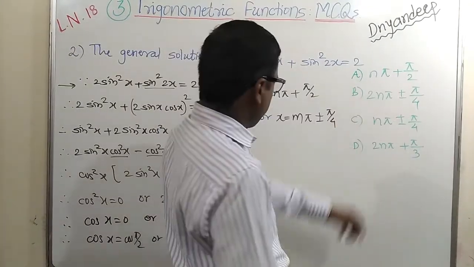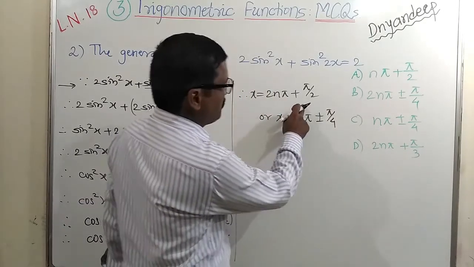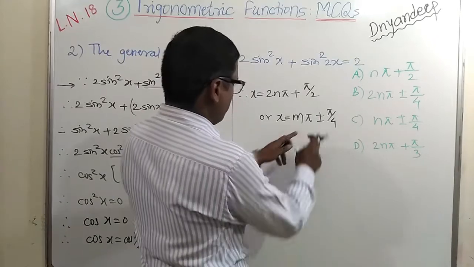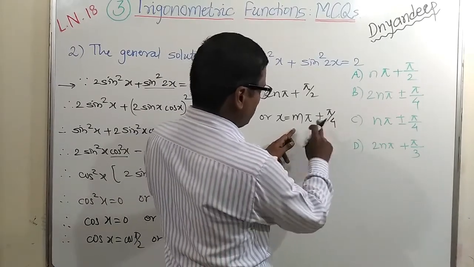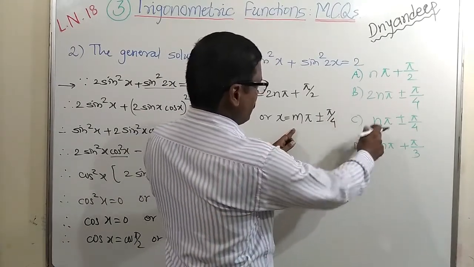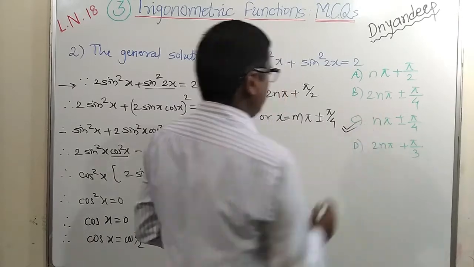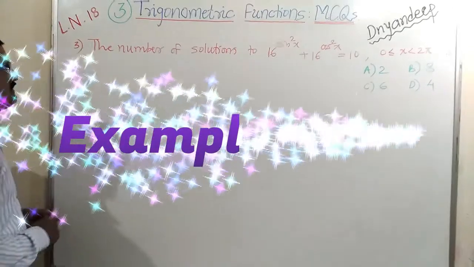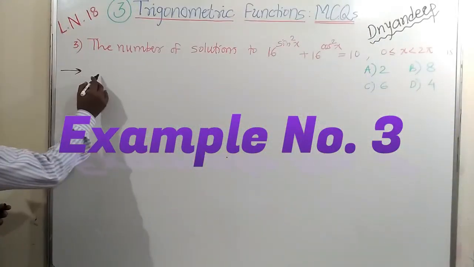Out of these options, the first one, 2n pi plus pi by 2, is not given anywhere here, but n pi plus pi by 4 is given, so this third option C is correct here. Okay, let us see the solution of this.